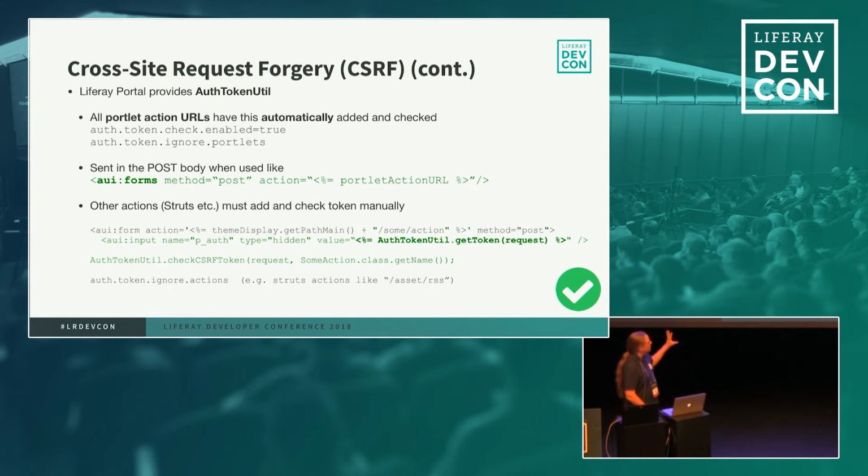And for any other type of action, like Struts or arbitrary actions, anything that changes state, you do need to use the AuthTokenUtil directly to get the current token before you send in the request, and then validate it when you receive it.